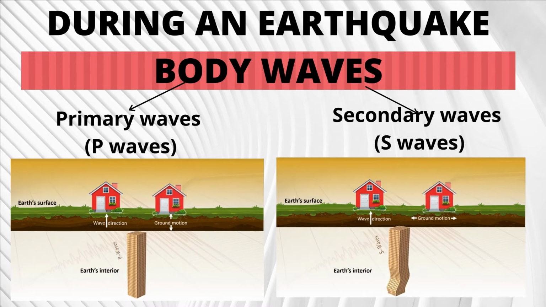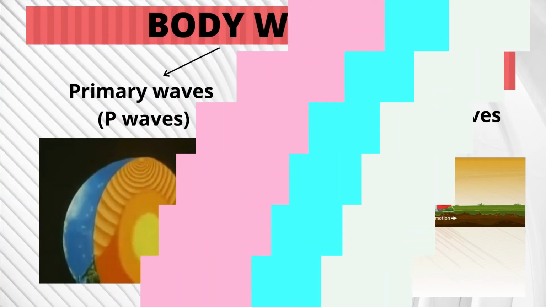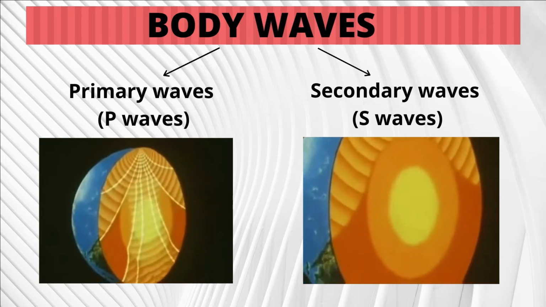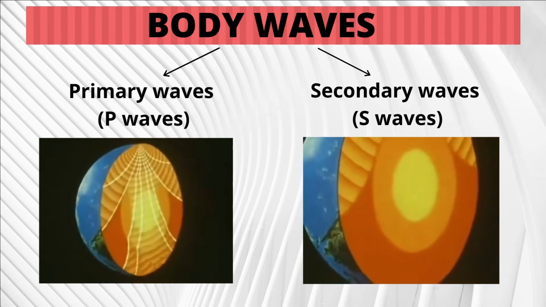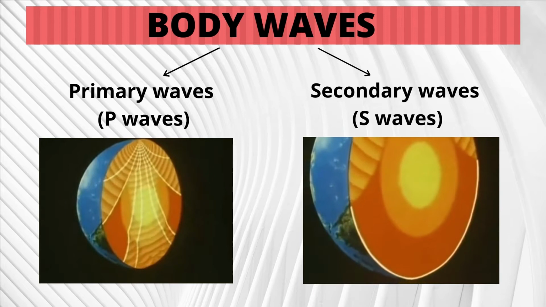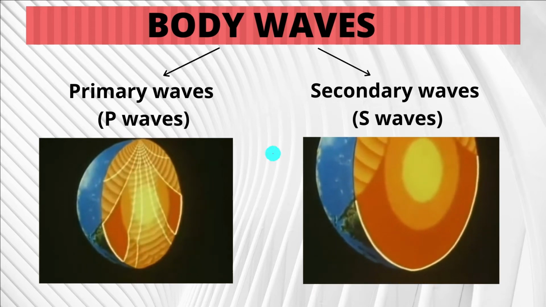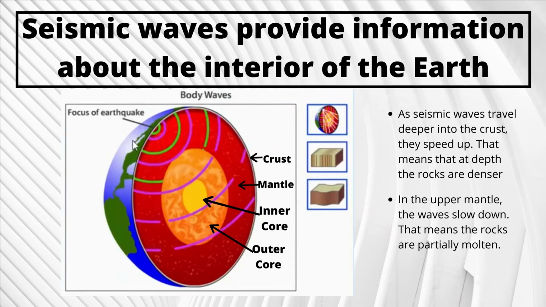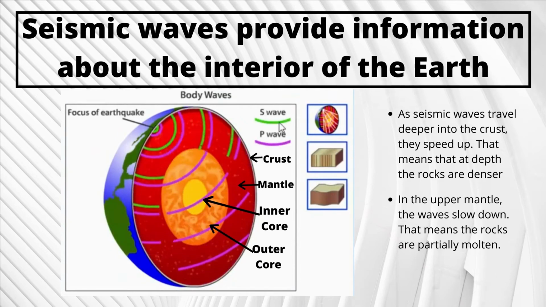Dahil sa napanood nyo, masasabi nyo talaga na mas mapaminsala ang S waves kesa sa P waves. Maaaring mag-travel ang P waves sa solid at liquid na bahagi ng inner Earth. Ang S waves naman ay sa solid lamang na bahagi ng Earth makakapag-travel. Did you know that seismic waves provide information about the interior of the Earth?